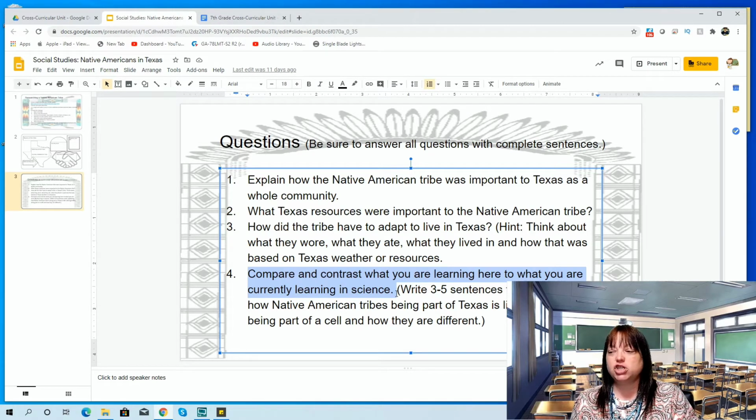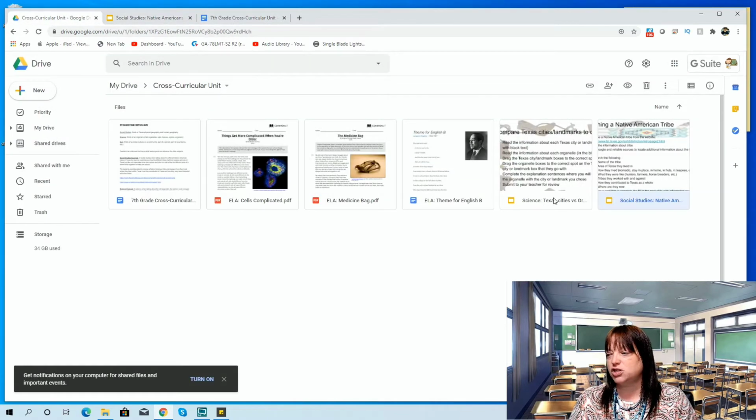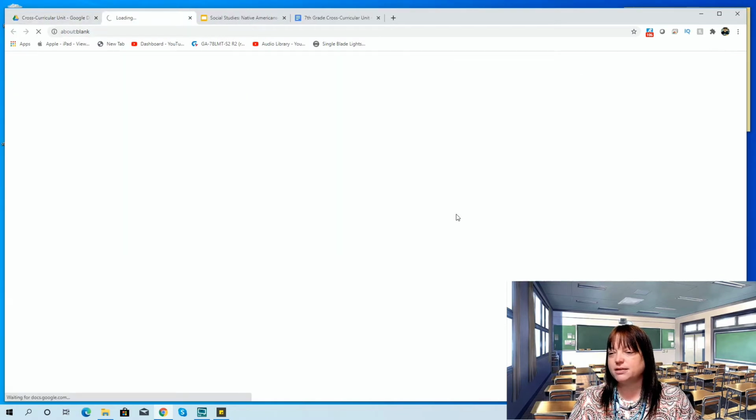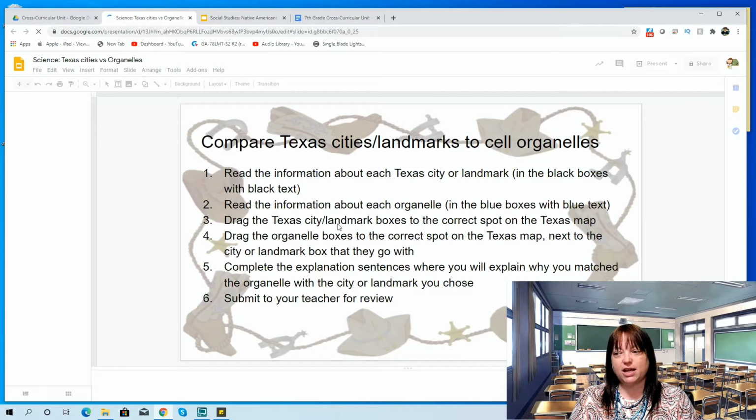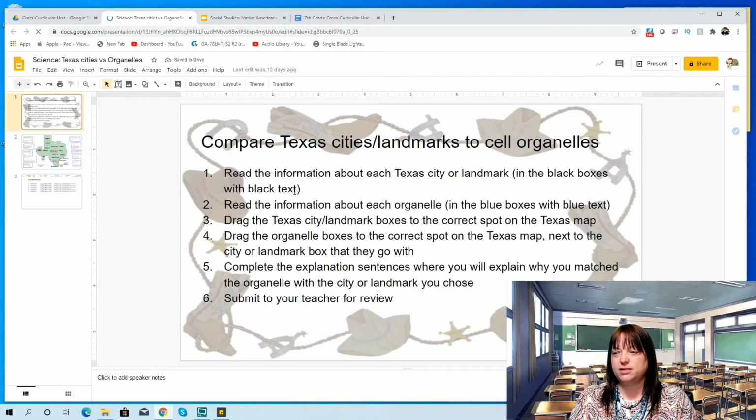But I can gently prod them and remind them that the Native Americans being part of Texas is like organelles being part of a cell. How is that similar? How is that different when they go and talk about this? So this is something that I made for social studies that they can do. Then for science, what I thought that they could do was read some information about the Texas cities.